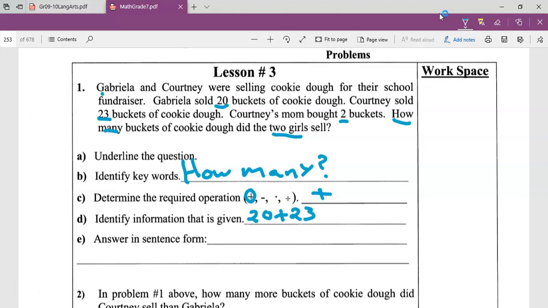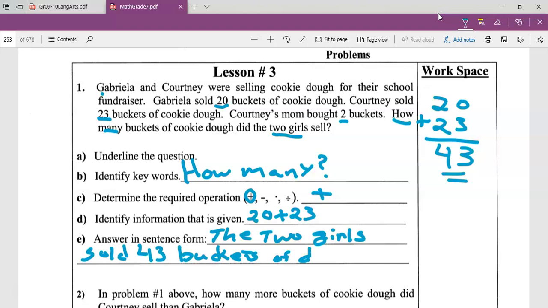And so 20 plus 23, 3 plus 0 is 3, 2 plus 2 is 4. 43. So then in sentence form you would go ahead and spell out that the girls sold 43 buckets of dough. And that's question 1.